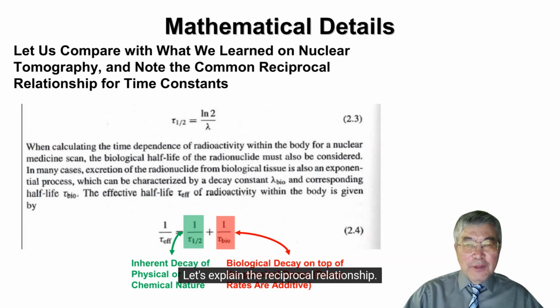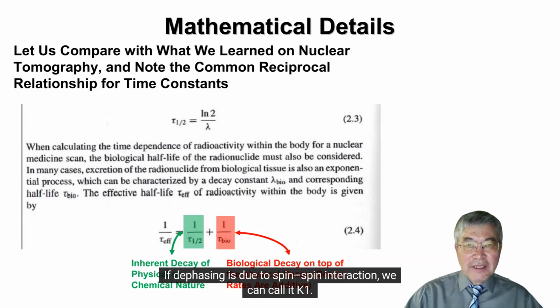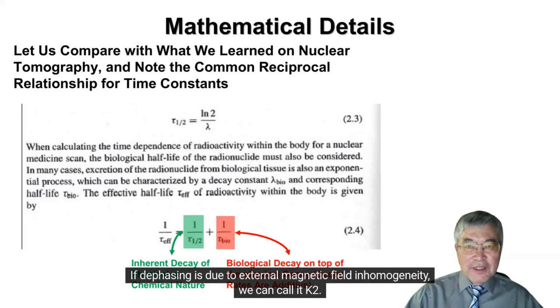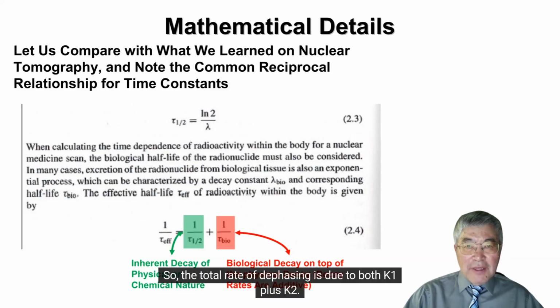Let's explain the reciprocal relationship. We start with a constant K. This K describes the strength of dephasing. If dephasing is due to spin-spin interaction, we can call it K1. If dephasing is due to external magnetic field inhomogeneity, we can call it K2. So the total rate of dephasing is due to both K1 plus K2.